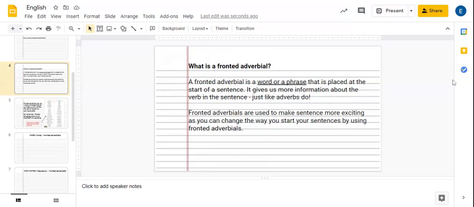Okay, so what is a fronted adverbial? Now, fronted adverbial can sound a bit scary, but it is just a fancy name, okay? So it's nothing to be worried about. So I'm going to explain to you what that is now.